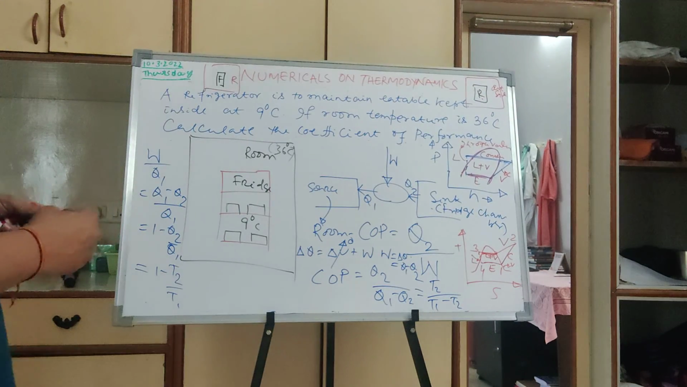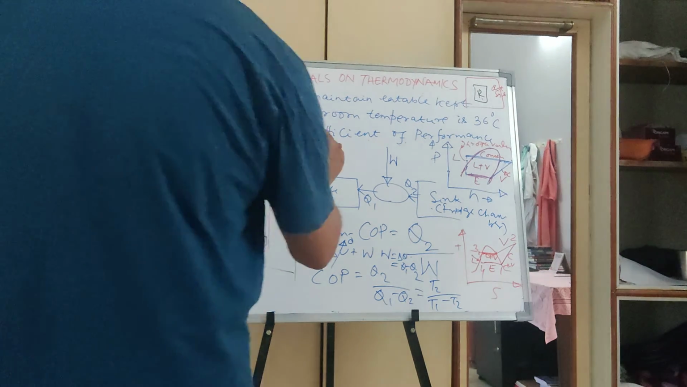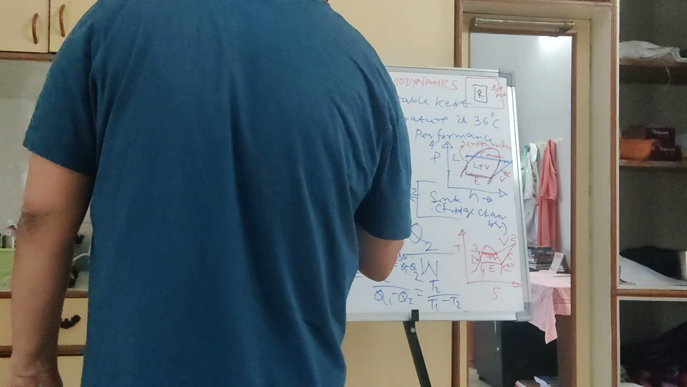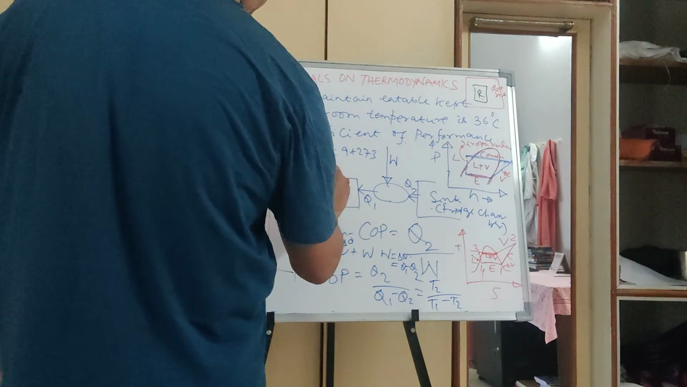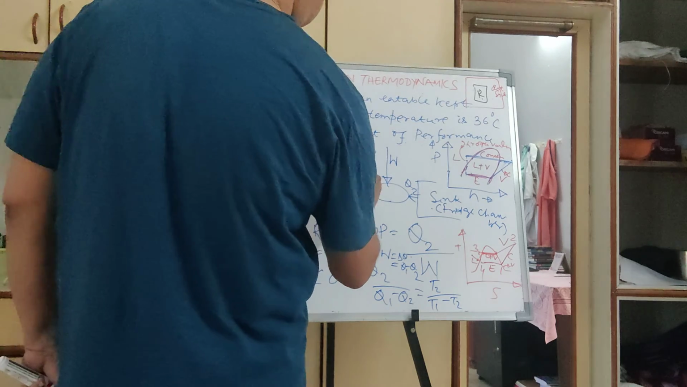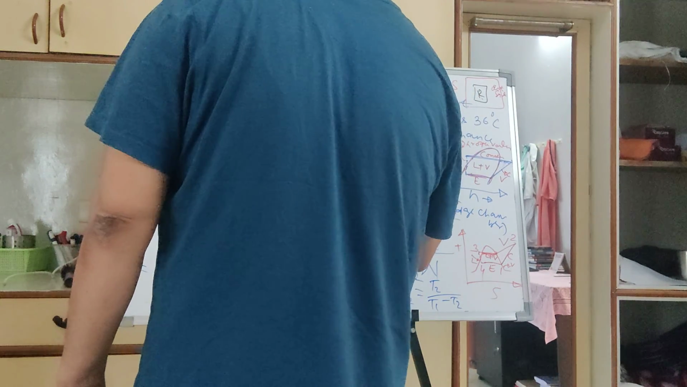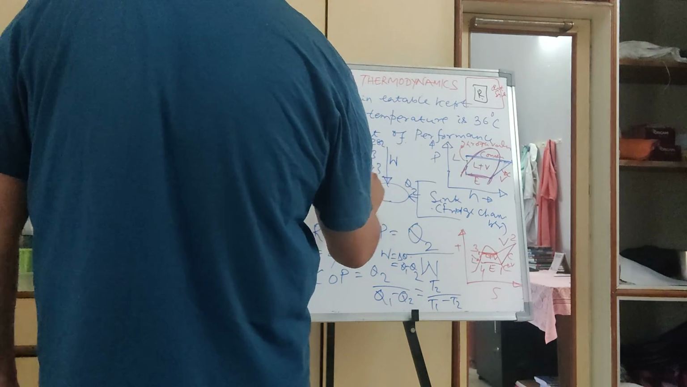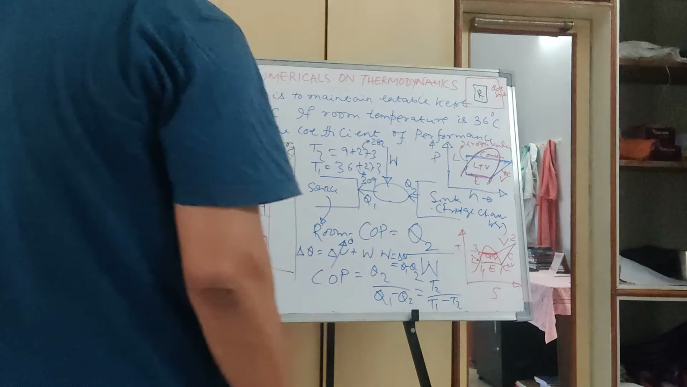So here you know your T2 is your sink temperature, which is 9 plus 273. You have to write it in Kelvin. And your T1 is 36 plus 273. So T2 is equal to 282, right? And T1 is 309, right?